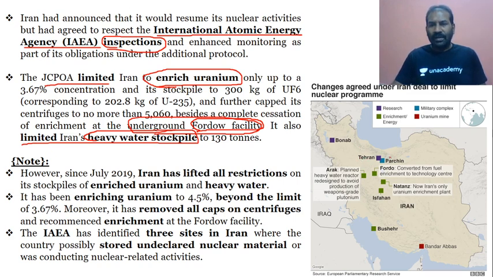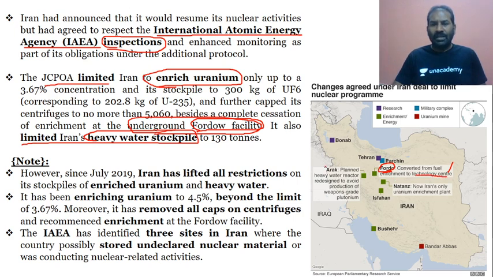You have Tehran, and you have this Fordo. Fordo is what? Fordo is the one which, as per the deal, was converted from fuel enrichment to technology enrichment. This is again very important from the prelims point of view. What is Fordo? Fordo is a place where earlier the fuel enrichment was taking place, but because of the Iran nuclear deal, it is now not a fuel enrichment center, but a technology center.